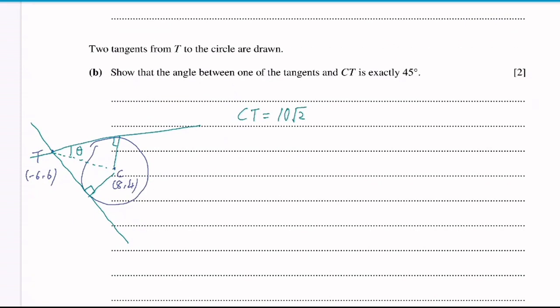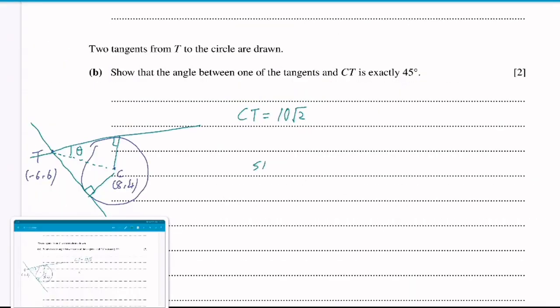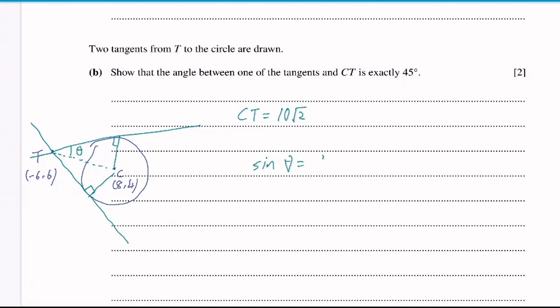To find the angle, we can use sine. So sine theta is opposite divided by hypotenuse. The opposite is the radius, divided by the hypotenuse. The radius is 10, and we have 10 root 2 for CT. So it's 1 over root 2. Therefore, theta is 45 degrees. Again, they test us on our understanding of tangents with a point outside the circle.